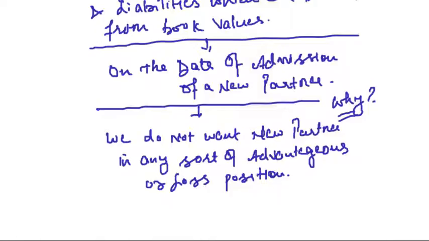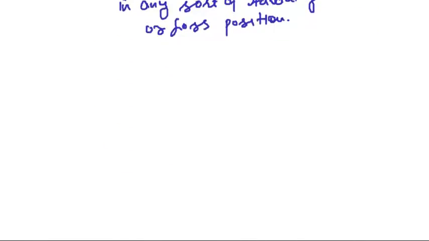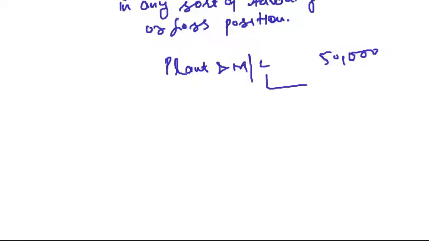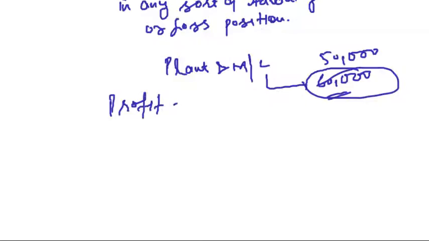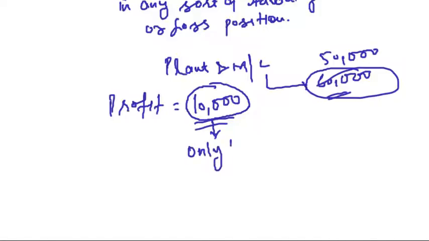Now there is an asset, plant. Let's take an example. We have in the balance sheet plant and machinery, say 50,000. Now on the date of admission, this plant and machinery is worth 60,000, right? So this is a profit to the firm. How much profit? 10,000. But you see, on the date of admission, this value is 60,000. This value appreciated during the period when the new partner was not in the picture. So this profit of 10,000 belongs to only old partners.